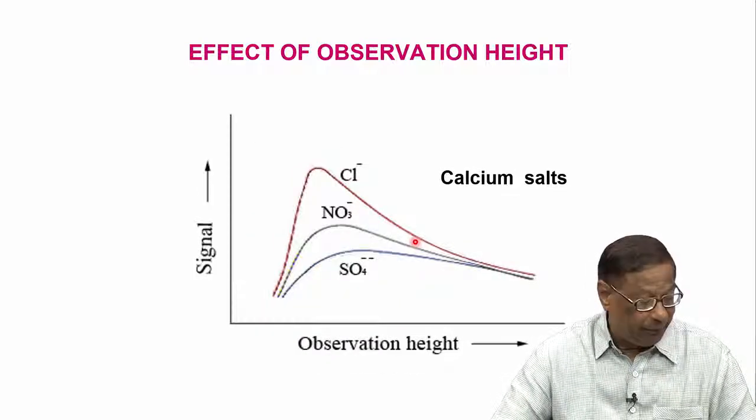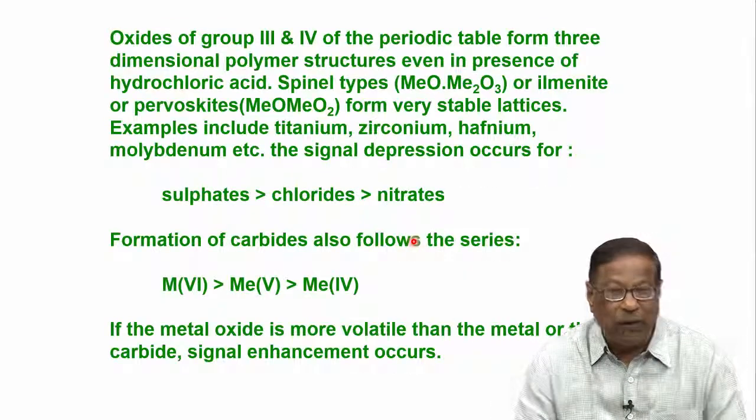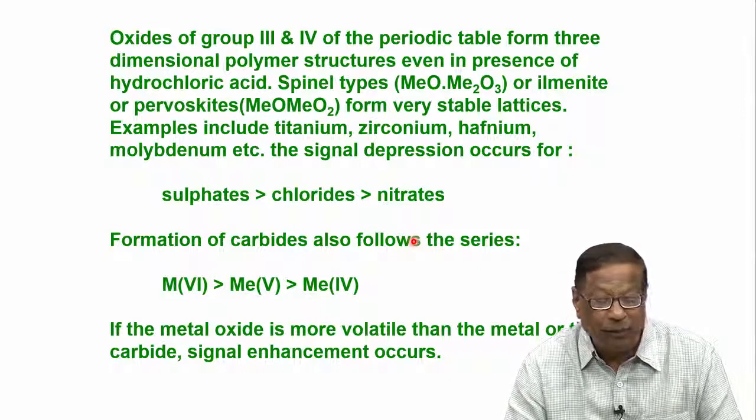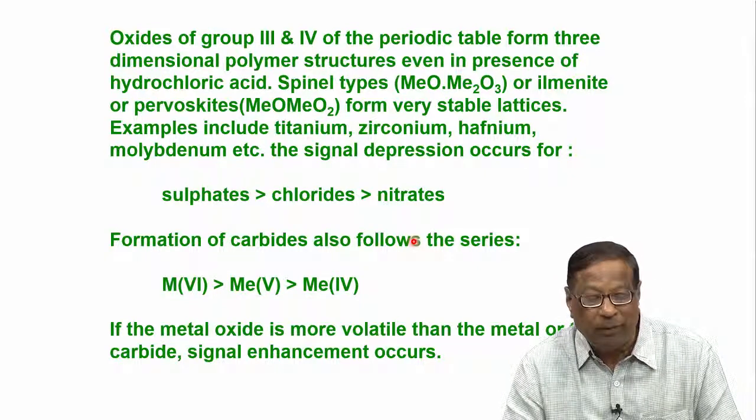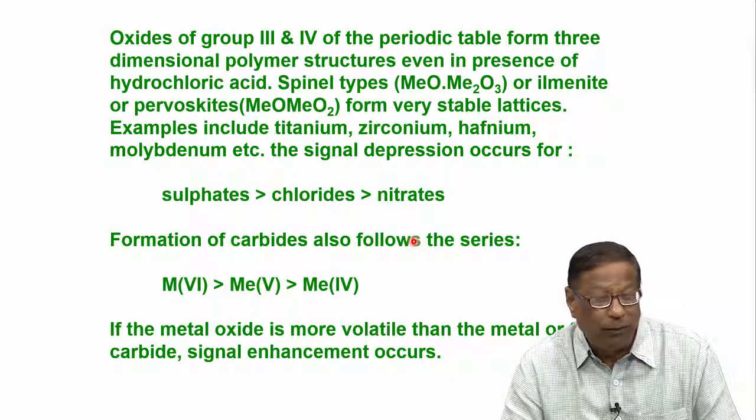Now, oxides of group 3 and 4 of the periodic table form 3-dimensional polymer structures. I think we all know about this.